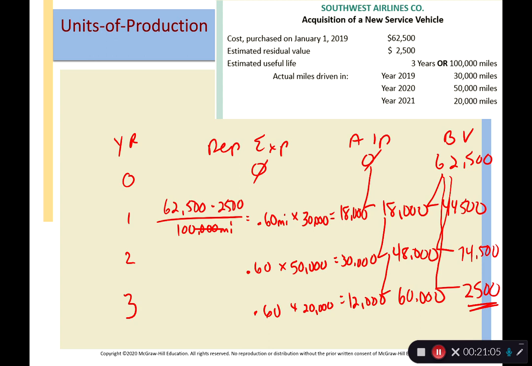So when all is said and done, all methods bring us to the same end game, which is that at the end of the asset's useful life, the book value equals the residual value. Double declining is the only method where we have to do a manual adjustment to make that happen.